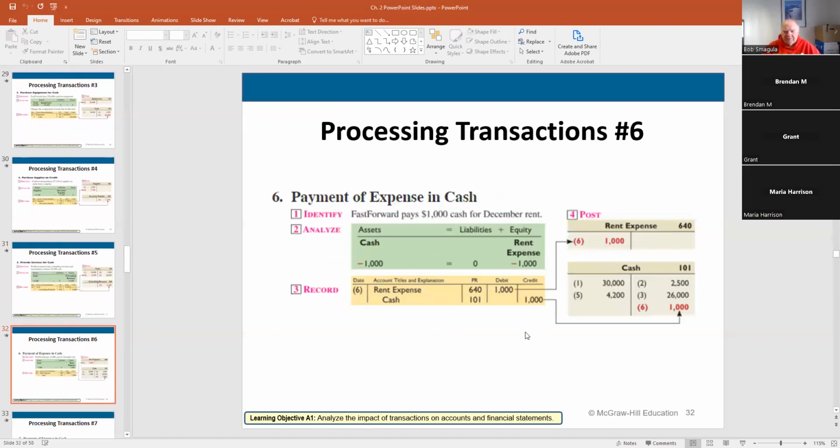Fast Forward pays the rent. Okay, we had to pay the landlord today. Well, cash is going to go down, but now we've incurred our first expense, and that's going to decrease equity. So expenses go up with a debit. We debit rent expense. We credit cash to reduce cash and go through the posting to the general ledger.